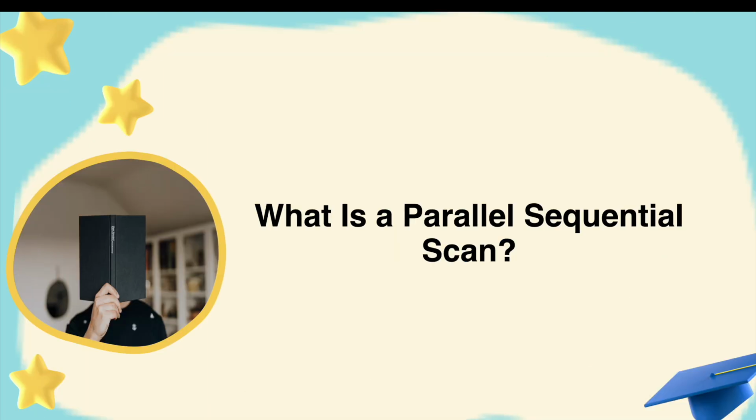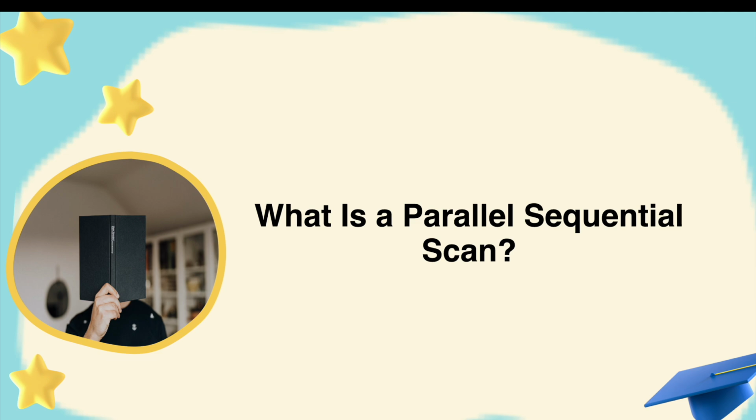So, what is a parallel sequential scan? A parallel sequential scan in PostgreSQL is a query execution strategy that divides the work of scanning a large table among multiple worker processes. Each worker scans a segment of the table and the leader process gathers and merges the results. This approach leverages multi-core CPUs to speed up larger data retrieval and processing tasks.